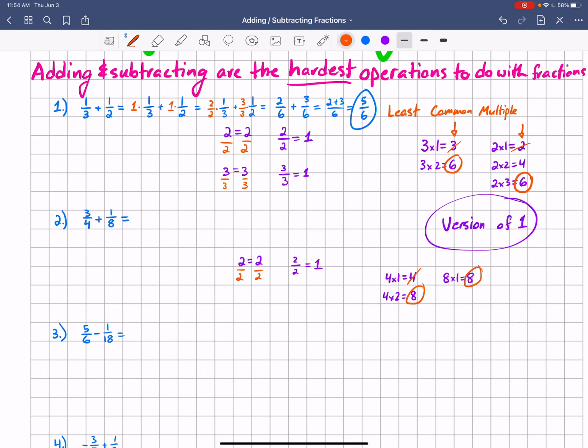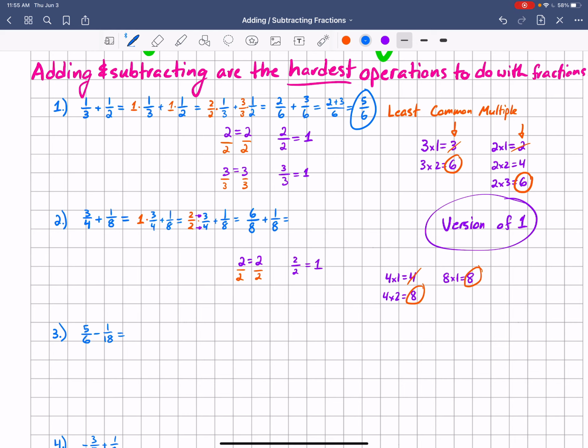So what we have here, we have 1 times 3/4 plus 1/8, and this 1 is the same as 2 divided by 2 times our 3/4 plus 1/8. Now we're going to multiply these fractions. So remember, when we multiply fractions, we multiply straight across. So 2 times 3 is 6. 2 times 4 is 8. Now I'm going to copy over plus 1/8, I'm sorry.